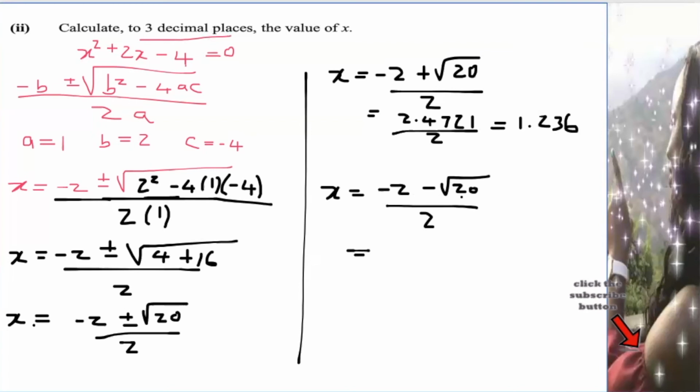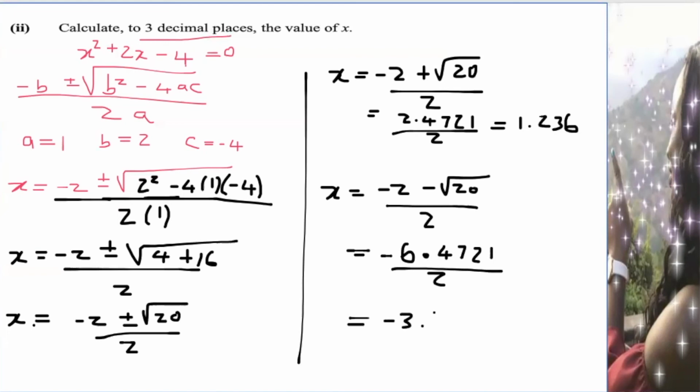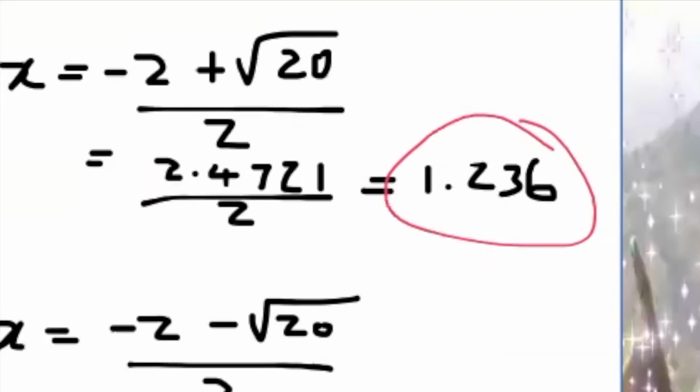In the next one, where I have minus 2 minus root 20, calculating that in your calculator, you will get minus 6.4721. Now dividing this by 2, we will get minus, 3 decimal places, so it's 2.36. Now for this, the answer will be 1.236 because the length can't be negative. So it has to be 1.236 centimeters.